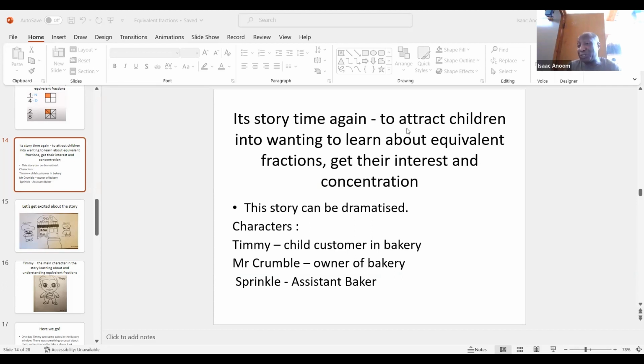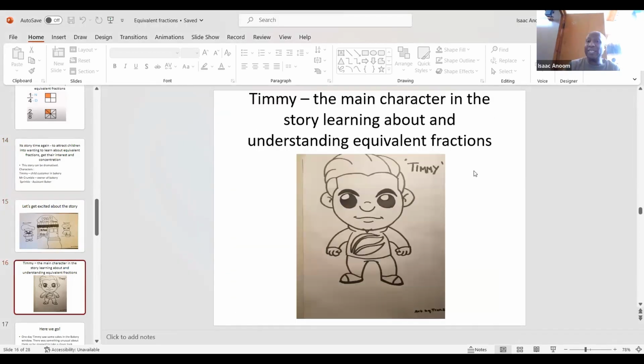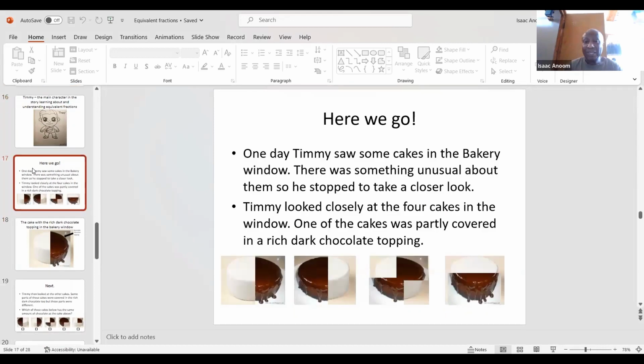And as we know, year 1, year 2, year 3 children, they love stories. I think it's just the way that I've tried to dramatize fractions. So we've got 3 characters and we've got the bakery, the best in town. This is Timmy, and Timmy is learning about equivalent fractions. One day, Timmy saw some cakes in the bakery window. There was something unusual about them, so he stopped to take a closer look.